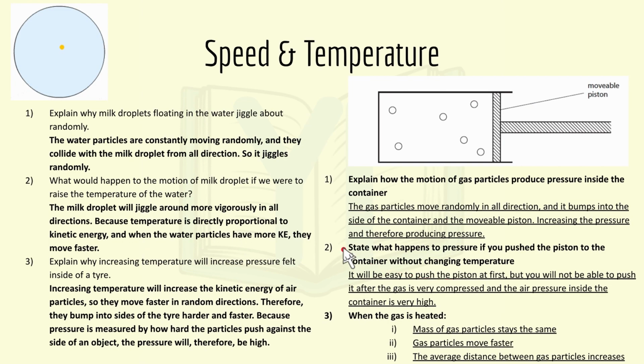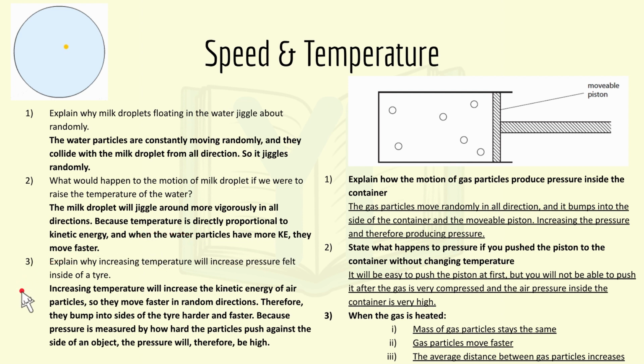And here's speed and temperature. Explain why milk droplets floating in the water jiggle about randomly. It's because the water particles are constantly moving randomly and they collide with the milk droplets from all directions, so it jiggles randomly in the water. And what will happen to the motion of the milk droplet if we raise the temperature of the water? The milk droplet will jiggle around more vigorously in all directions because temperature is directly proportional to kinetic energy. When the water particles have more kinetic energy, they move faster. And remember, the temperature is measured in Kelvin here.